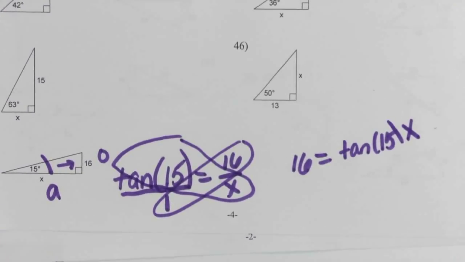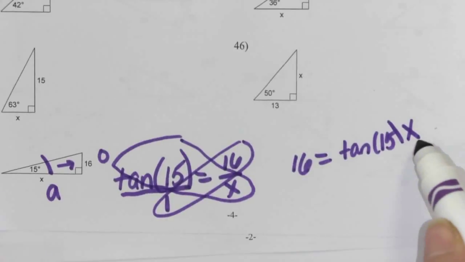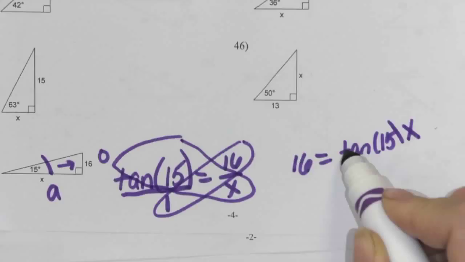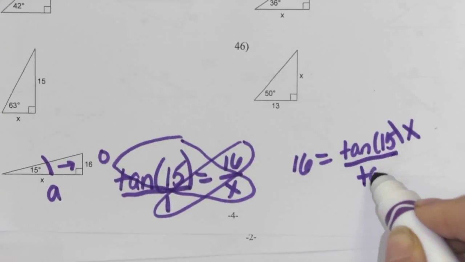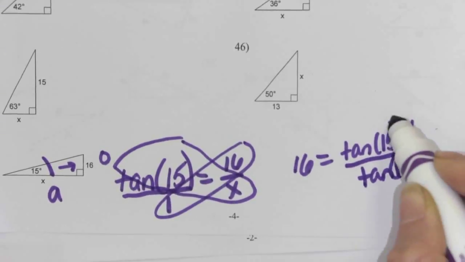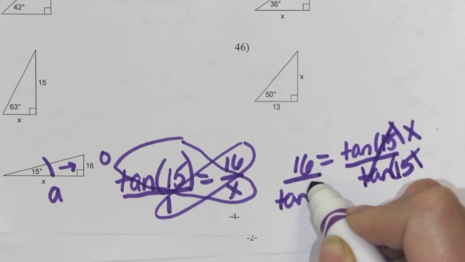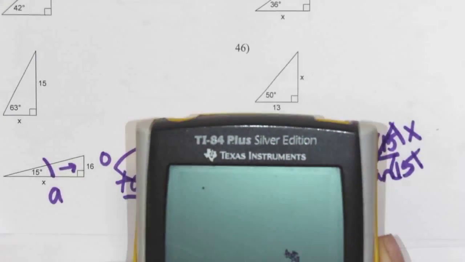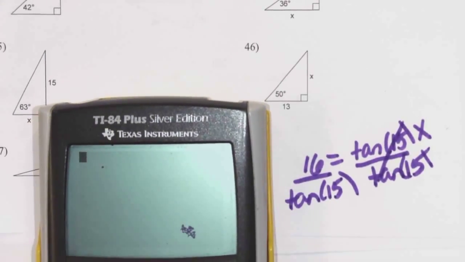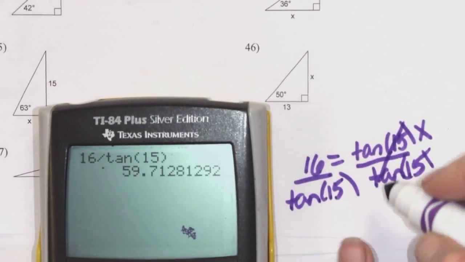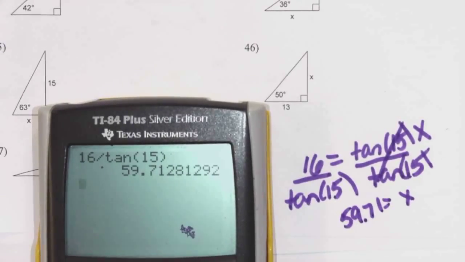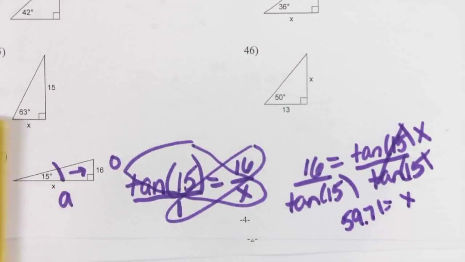Oh, well, I'm not done here. This one takes an extra step. I'm solving for x, so I need to get rid of what's in front of it, which is times tan 15. So I'm going to divide by the tangent of 15 on both sides. Then I will simply type that in my calculator. 16 divided by tan 15. X is 59.71. That's how long that side would be.